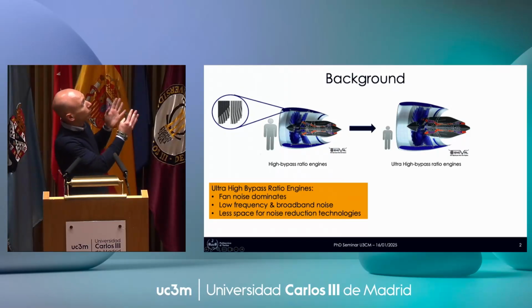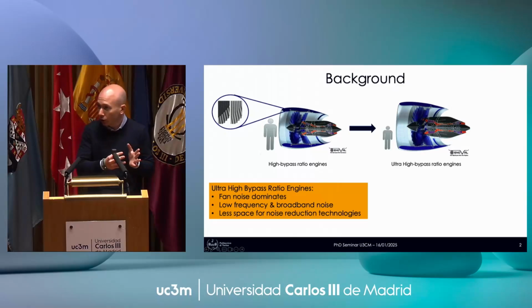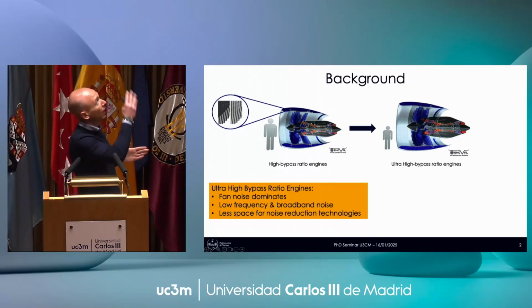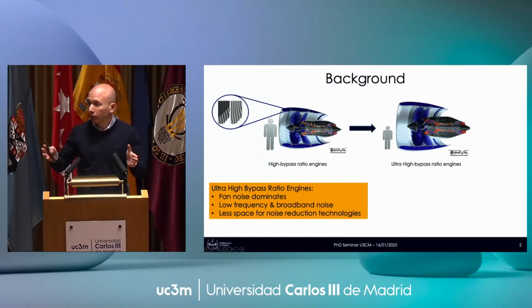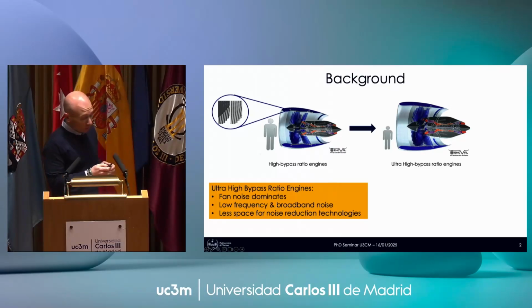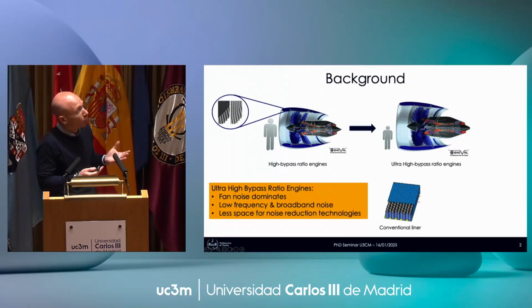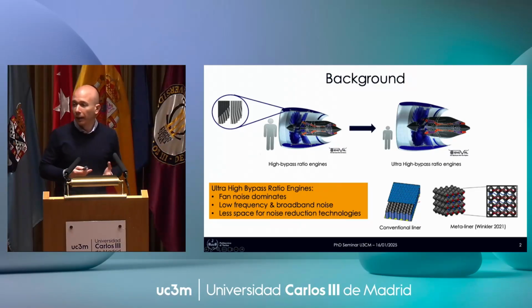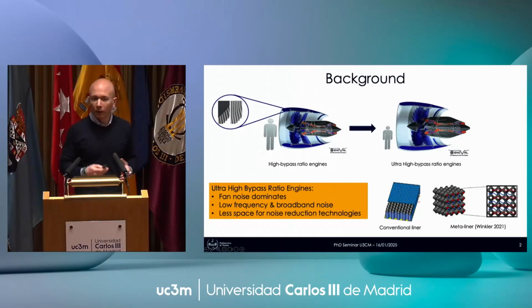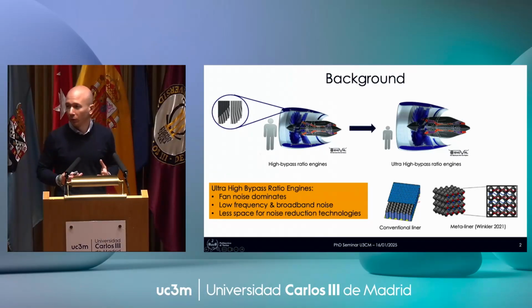So what we want to design is a liner that is able to work in the low frequency range, but is also able not to work at one single frequency, like the conventional liner does, but in a wide frequency range. For this reason, we need to design a new concept. We want to move from the conventional liner to something a bit more exotic, like a meta liner, which is a mix between conventional liners and porous surfaces.